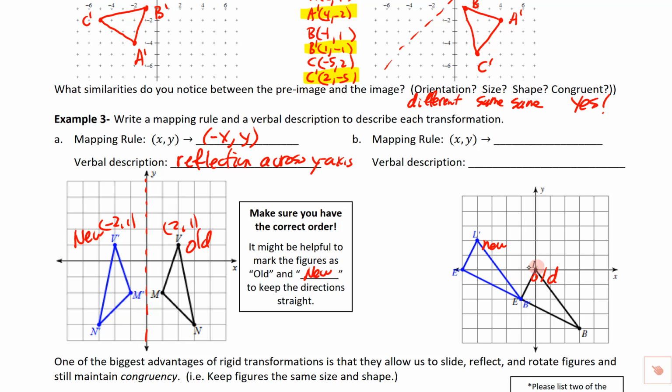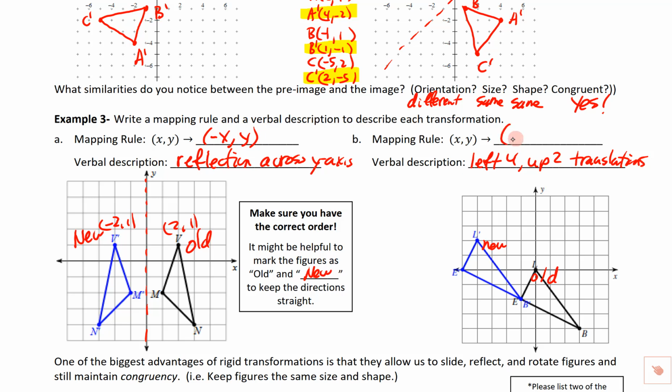So what happened here is this is the old L and this is the new L. They must have taken this and slid it left 4 units and up 2, and that of course is a translation. There are lots of different ways you could write that and make sure it's correct. Let's write down the rule for this.